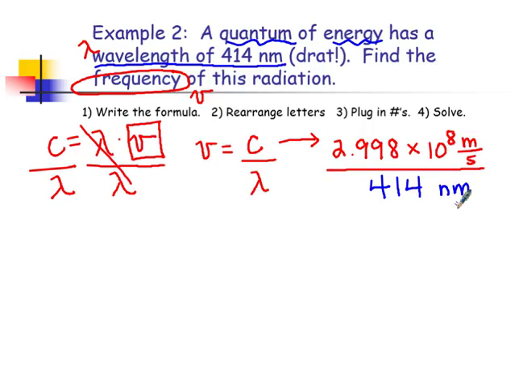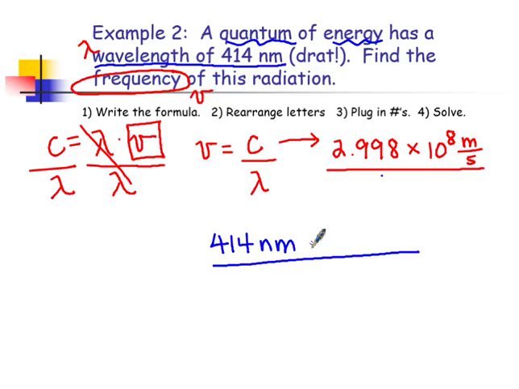Here's how I know I can't do this. See, this is meters. This is nanometers. Even though they're related, they're not the same. So I can't divide them because they're not the same unit. So I'm going to have to get rid of this 414 nanometers. And I'm going to have to come down below. I'm going to have to change it into meters. So nanometers goes down, meters goes up.